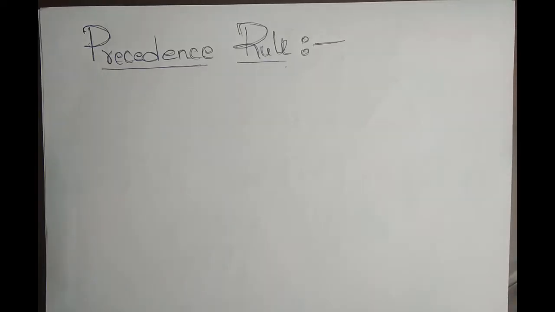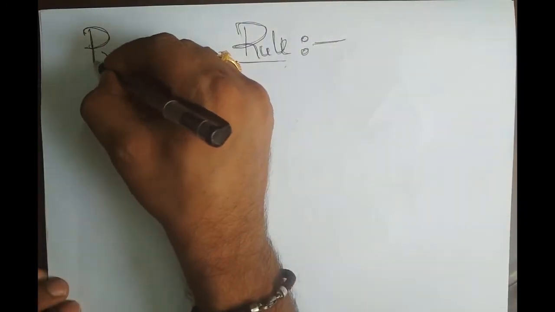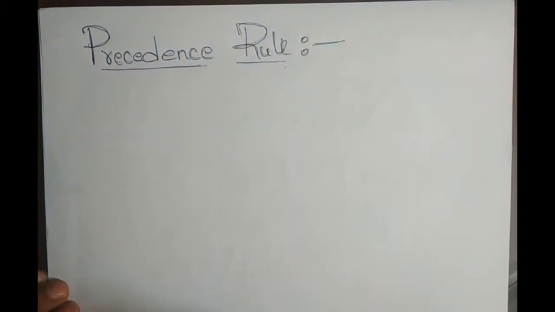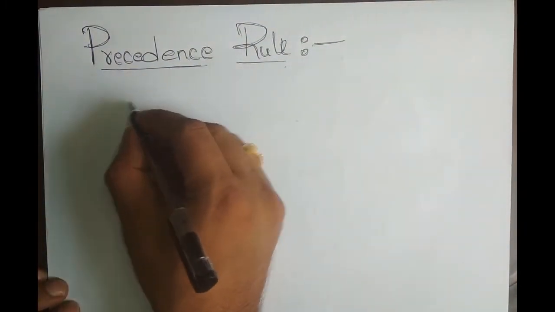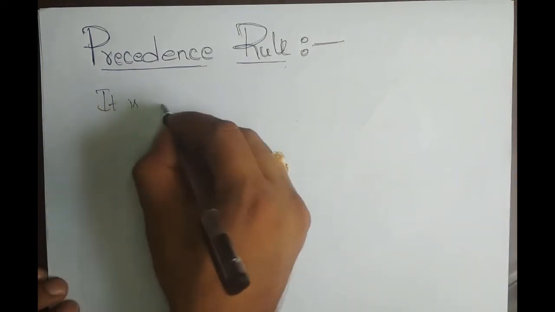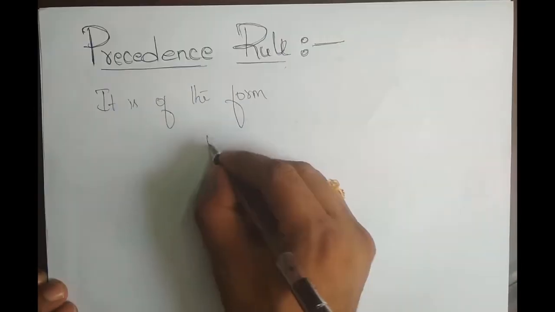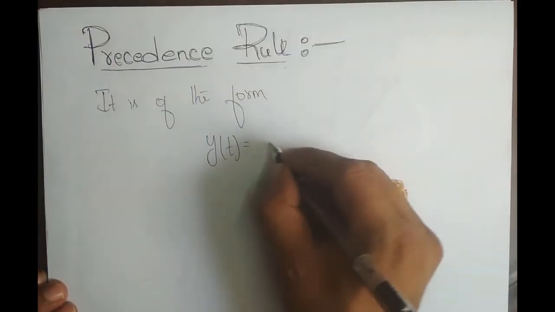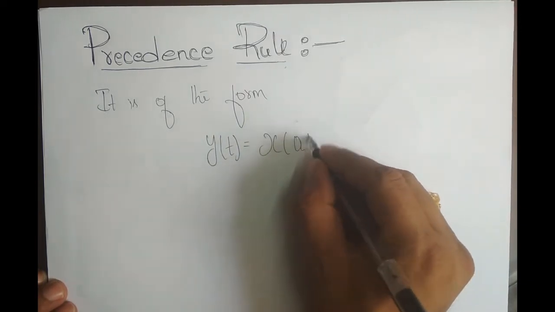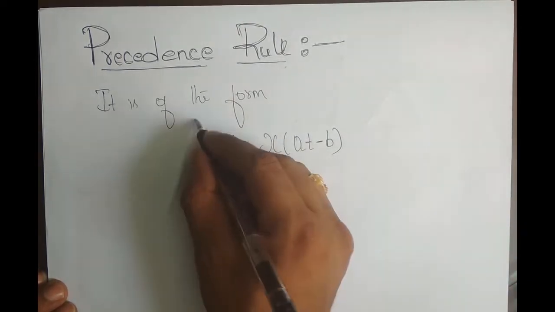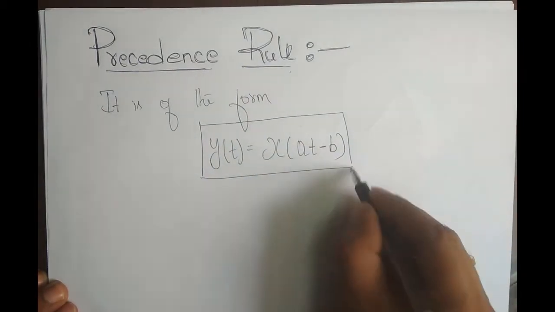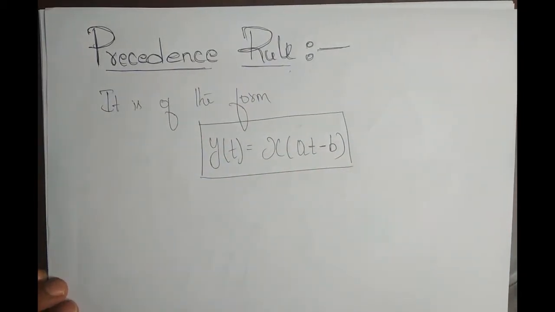Hey guys, in this video we shall discuss an important topic on signal sketch, which is the precedence rule. I'll try my level best to convince you. Just follow the steps. It is of the form y of t is equal to x of at minus b.